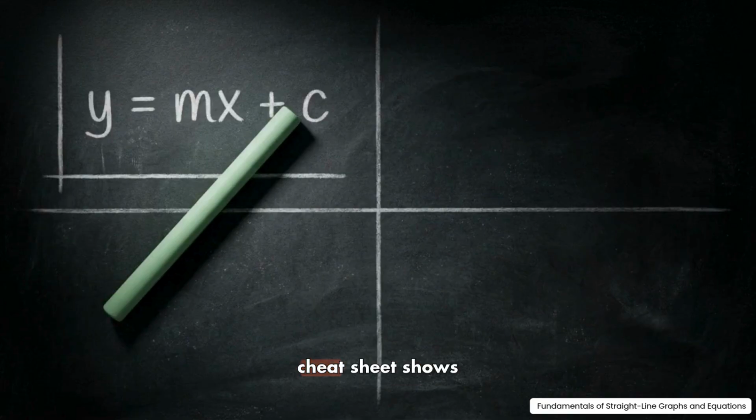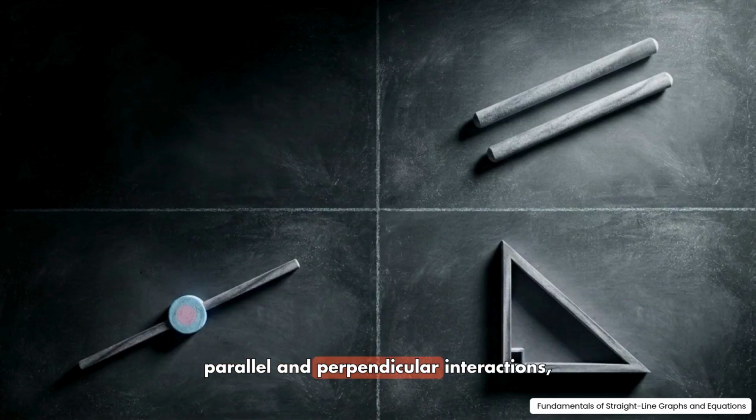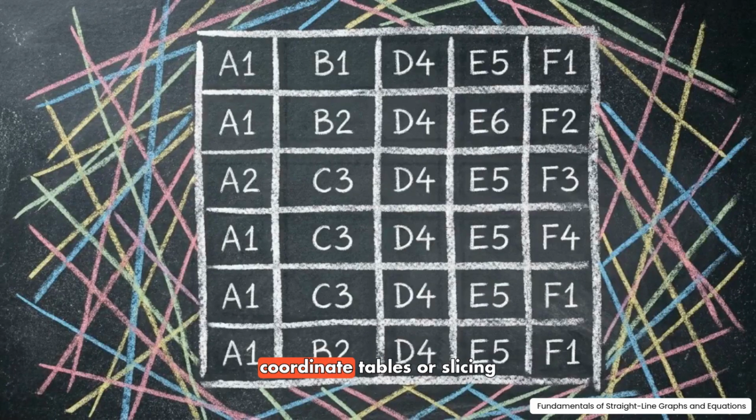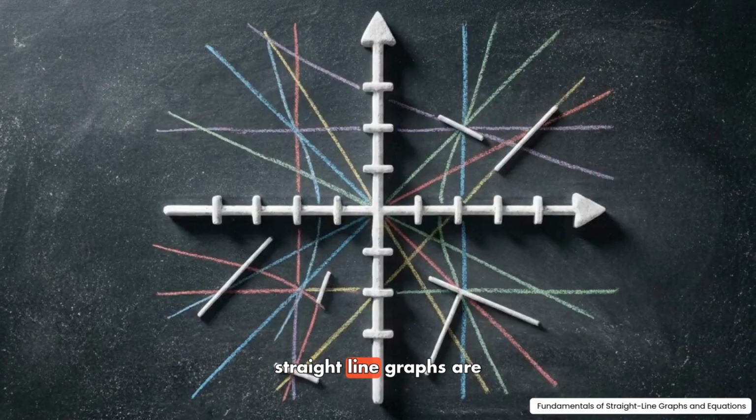This 4-quadrant cheat sheet shows the core tools for coordinate geometry. You have a standard equation for a line, the gradient rules for parallel and perpendicular interactions, the averaging formula for midpoints, and right triangle logic for segment lengths. Whether you are plotting coordinate tables or slicing segments into exact ratios, straight line graphs are entirely predictable systems governed by these mathematical rules.